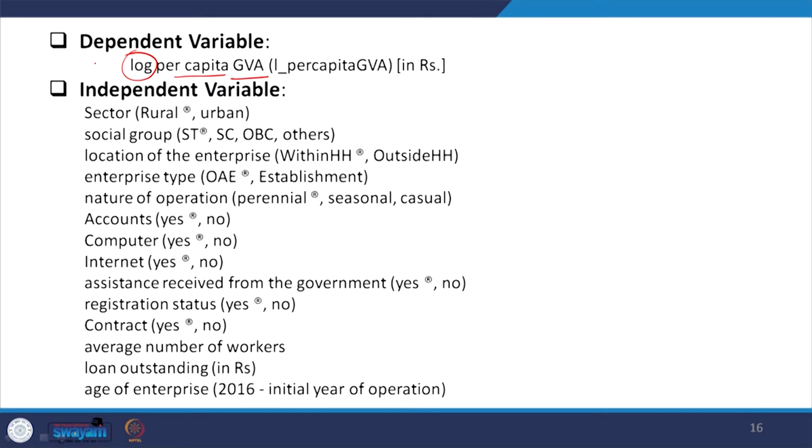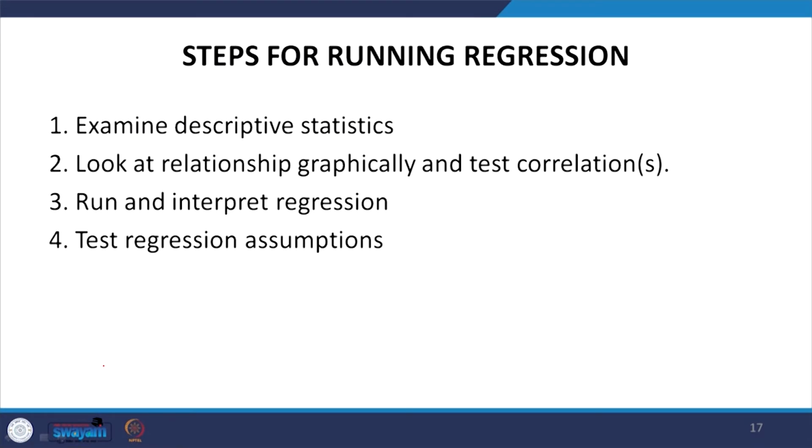So, basically 2016 minus initial years of operation, if you do it we get that information for our explanation. Okay. So, now what are the steps involved for running the regression?